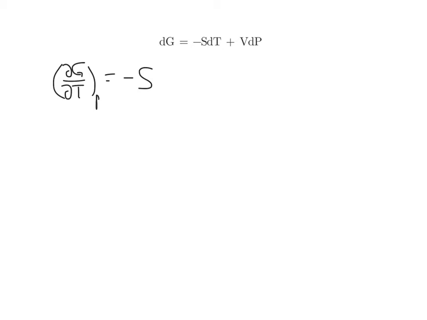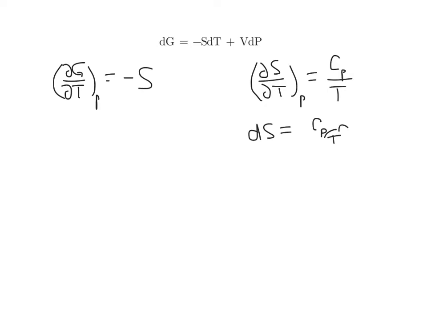So this means that we need to understand how entropy changes with temperature at constant pressure. We know that this is equal to the constant pressure heat capacity divided by the temperature. So we could find an expression for the entropy if we separate variables and integrate this equation. So dS is equal to C sub P over T dT.